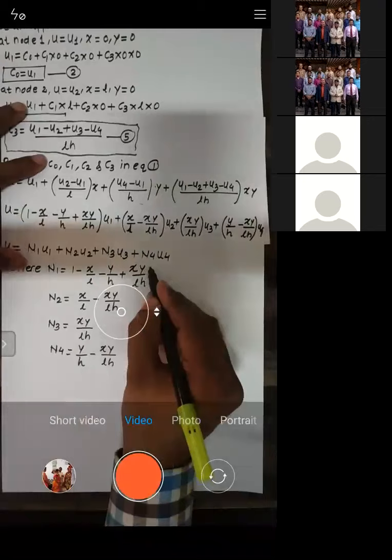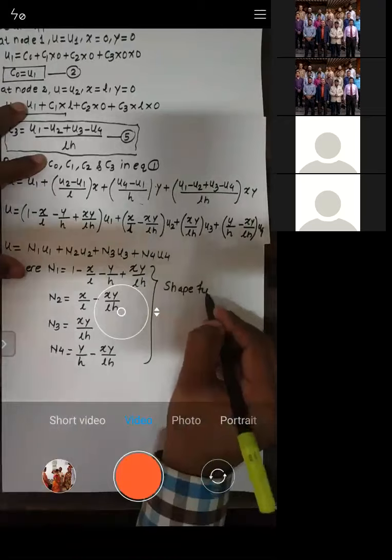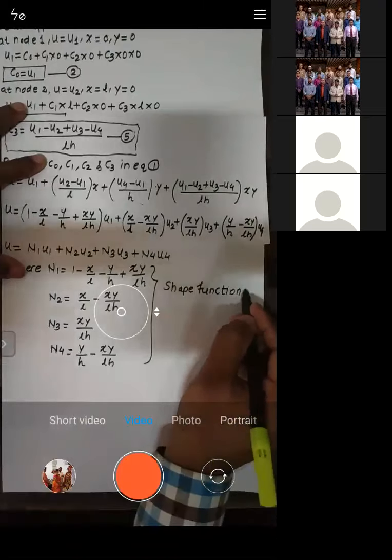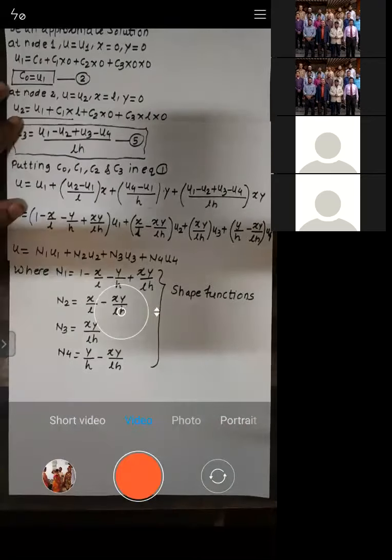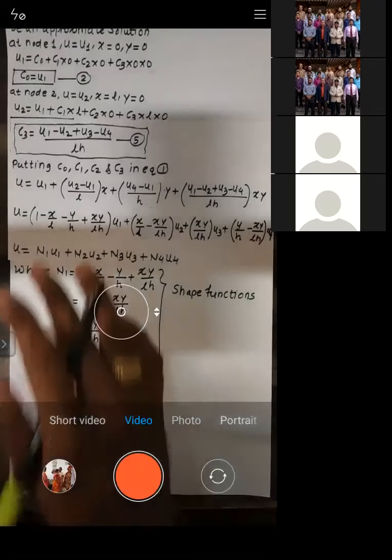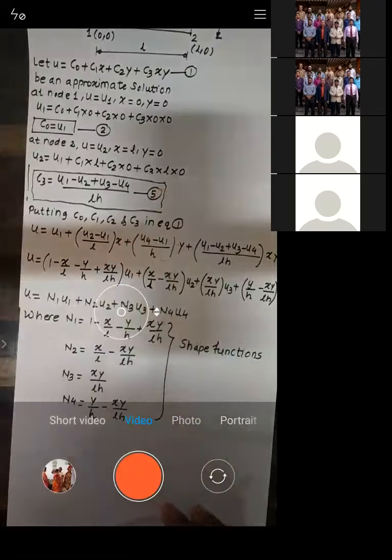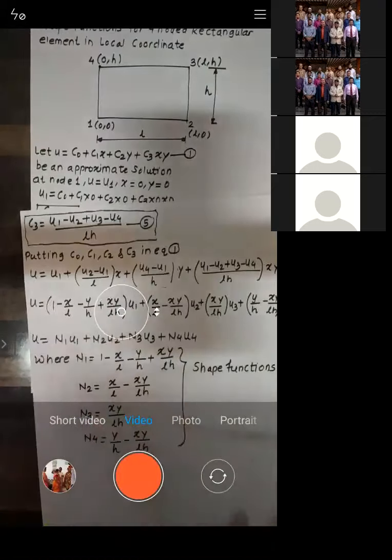So all these are called shape functions. N1, N2, N3, and N4 are shape functions. Is it okay? Yes or no? Let me clear it. Is it okay or not? Yes, sir. So these are the shape functions for node 1, node 2, node 3, and node 4, for a 4 noded rectangular element.